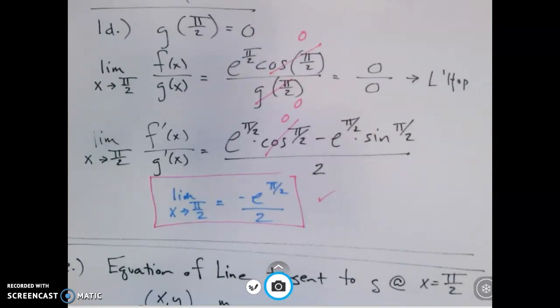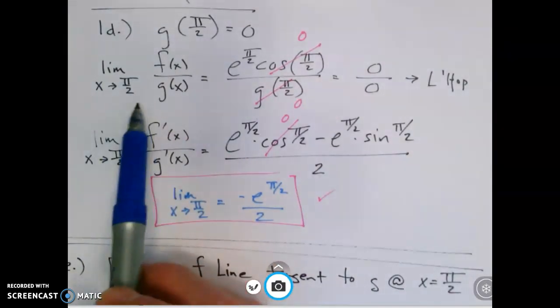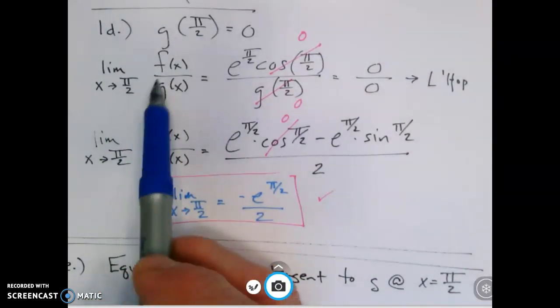Part D. Let g be a differentiable function such that g of pi halves equals 0. The graph of g prime is given above. Find the value of the limit. So we're taking this limit, as we always have. We're just going to plug in to start.